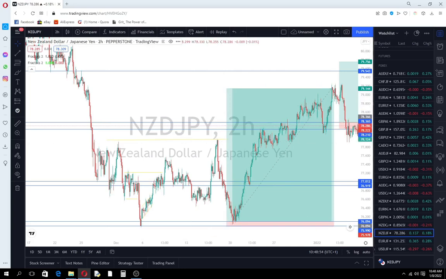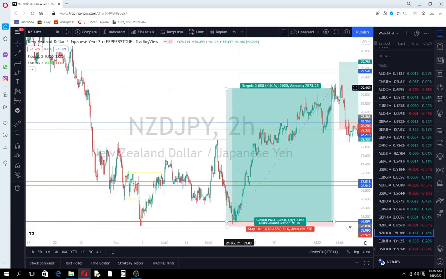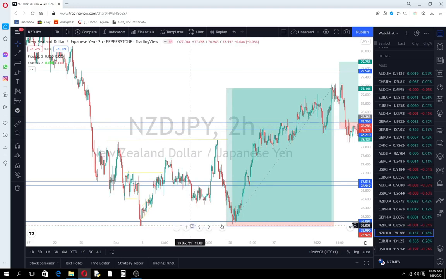I should have probably put my take profit level at this level, but then price hit my take profit level at 77.929 and gave me 197 pips, and that's good. At least we didn't lose money, and that's good.